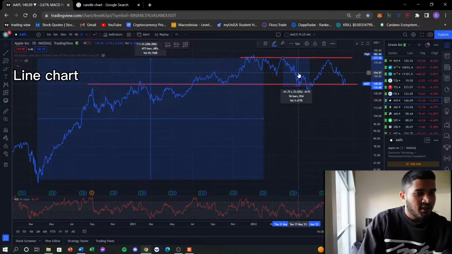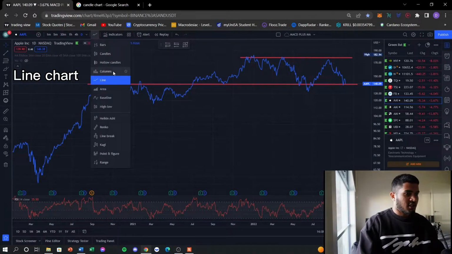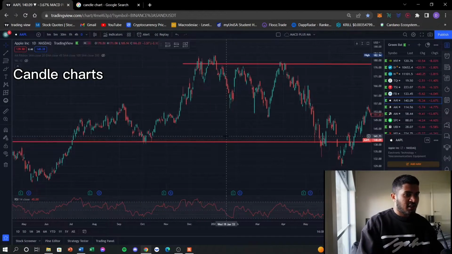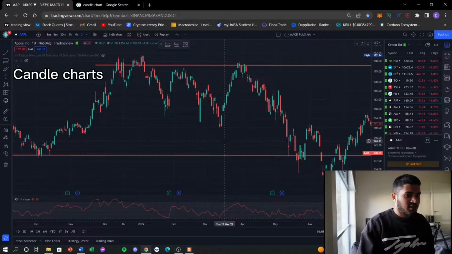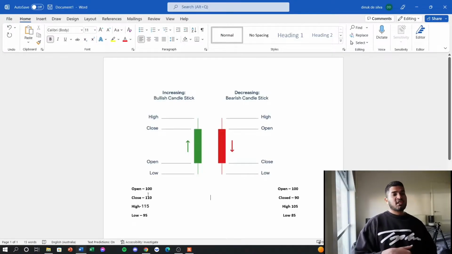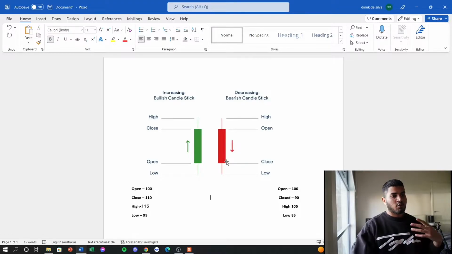Let's go with something a bit more advanced, which is candle charts. So why is it called candles? It kind of looks like a candle for some reason. I don't really see the resemblance, but let's go through it. So with candle charts, what we're looking at here is two basic candles, a green candle and a red candle. So what do these two mean?